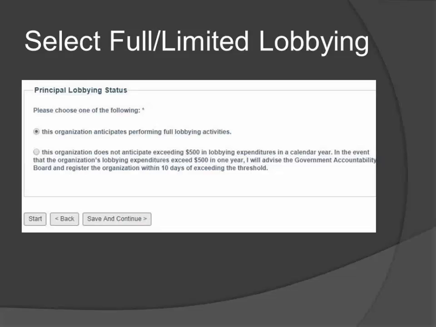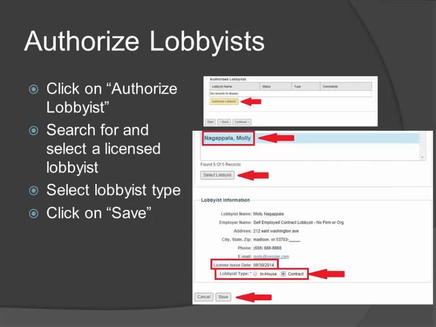Click on Authorize Lobbyists. Search for and select a licensed lobbyist. The lobbyist must have applied for a license for the session in order to be authorized by the principal. We suggest using part of the lobbyist's last name to search.